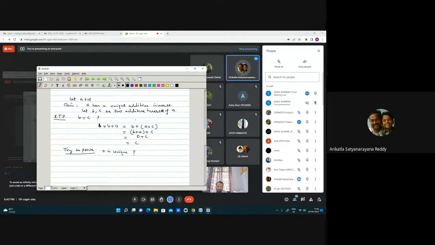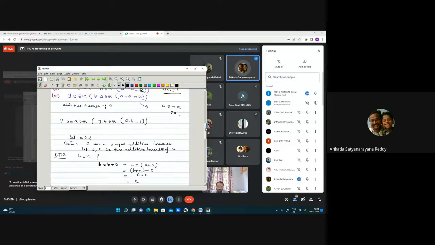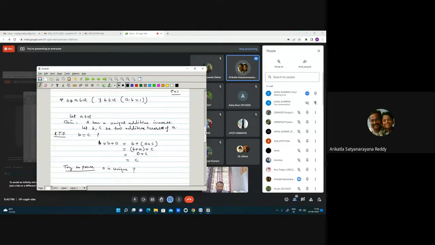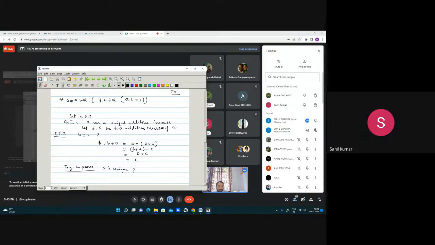We have proved that for every real number, the additive inverse will be unique. So since it is unique, I can give some name to it. What do I give? Any other person? Yes, Sahil. Sir, the additive inverse of A. We proved, sir, that it is unique. Yes, sir.